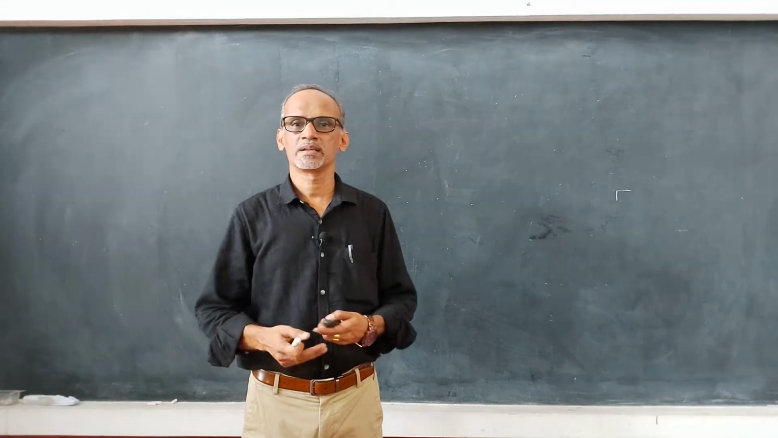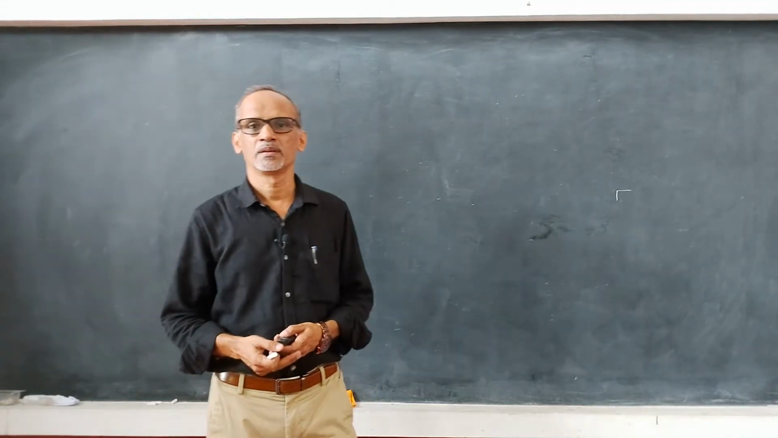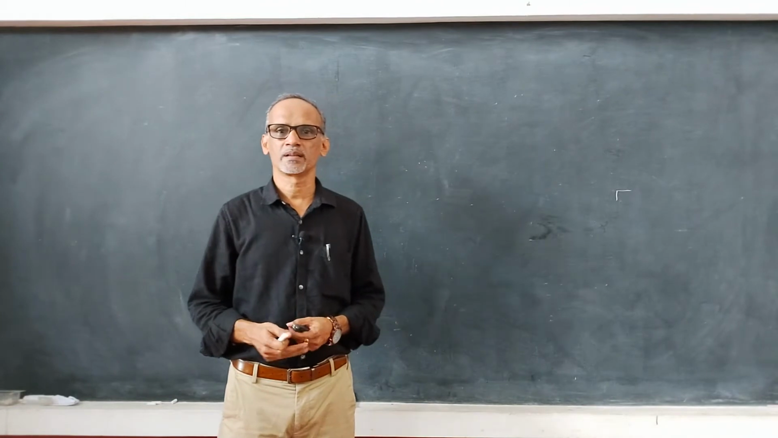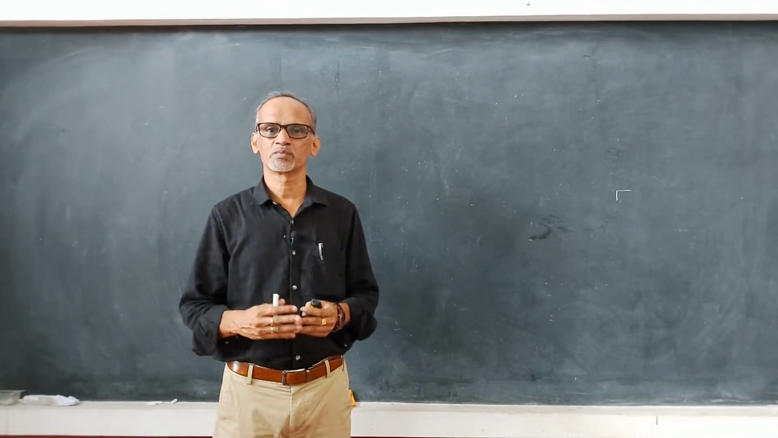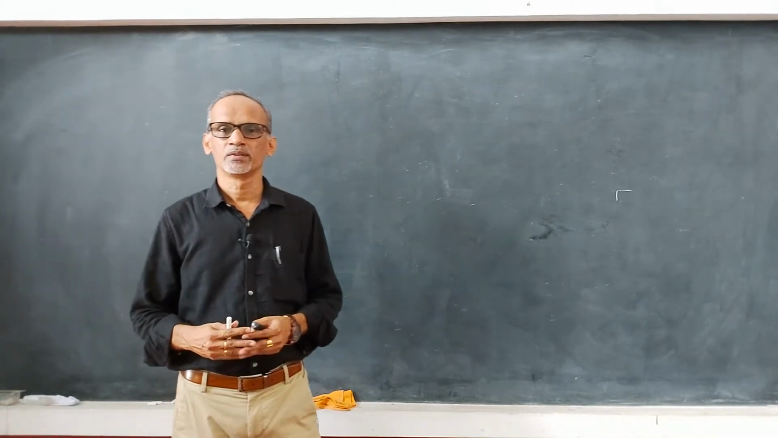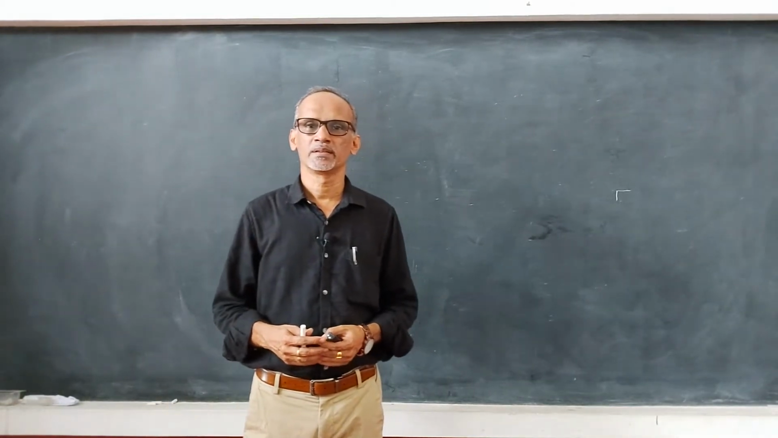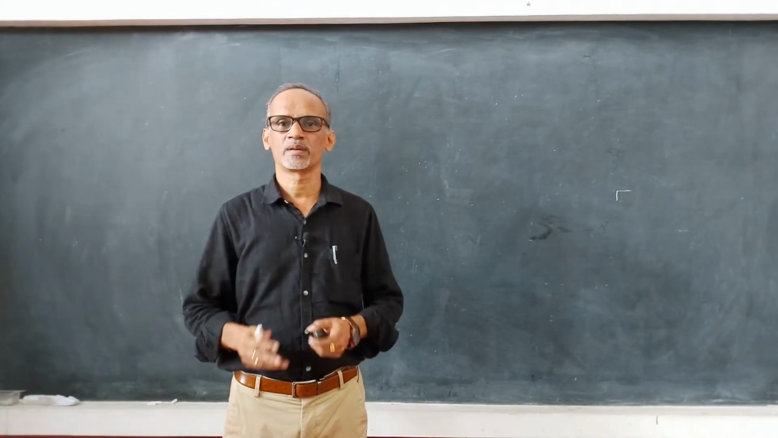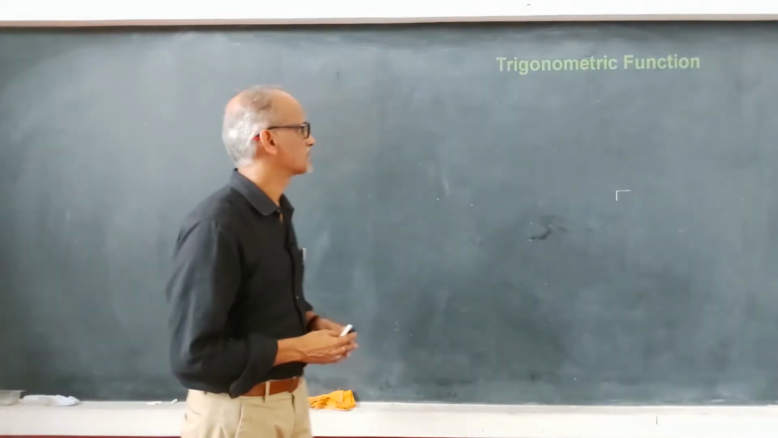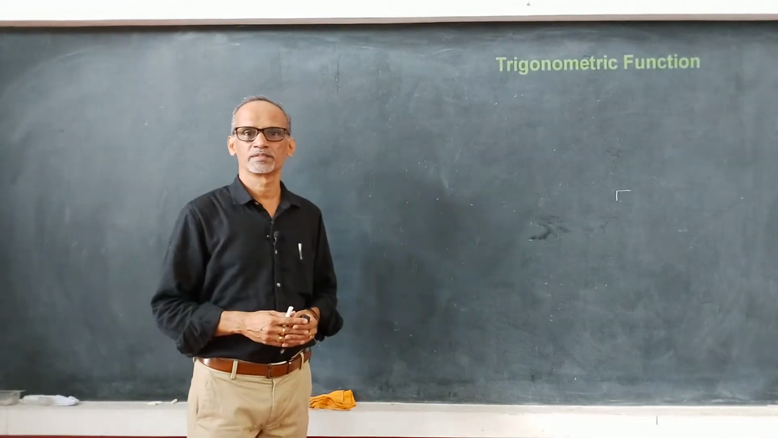Dear students, in last class I explained an important topic called scalars and vectors, and then we learnt addition of two vectors. When we add two vectors, we get a third vector called the resultant. To find the magnitude of the resultant, we need some other concept to understand. So that is what I am going to explain, and the topic is trigonometric functions.